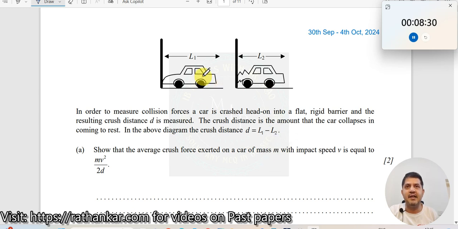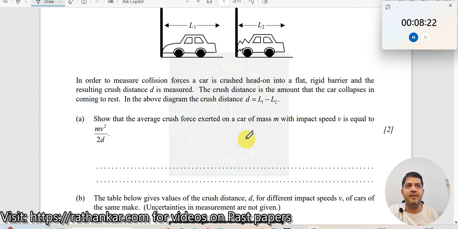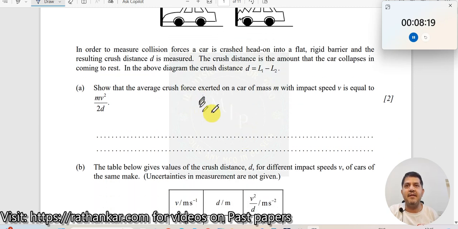Initially, when the car is stationary, this is the length L1, and when it crashes, this is the length L2, right? The part of it has got damaged here. Then show that the average crush force exerted on a car of mass m with impact speed v is equal to mv squared by 2d. So how do you solve this?